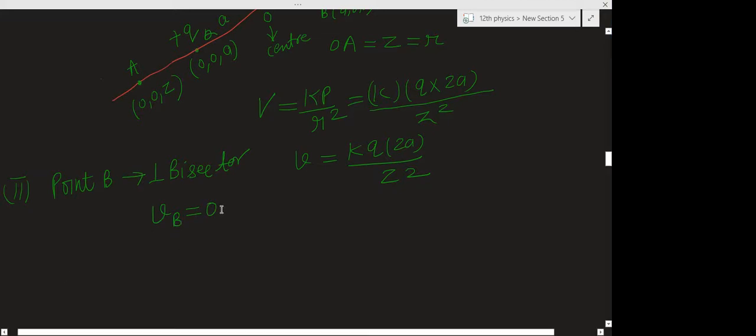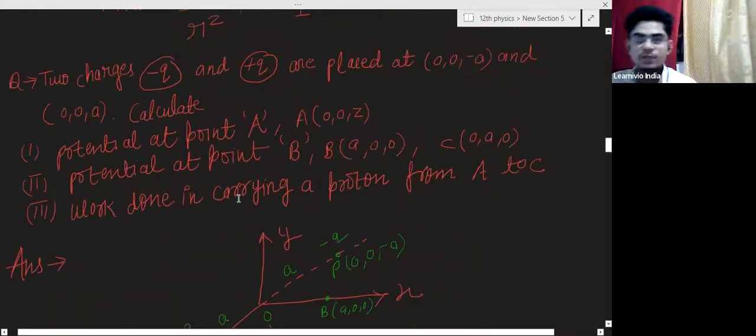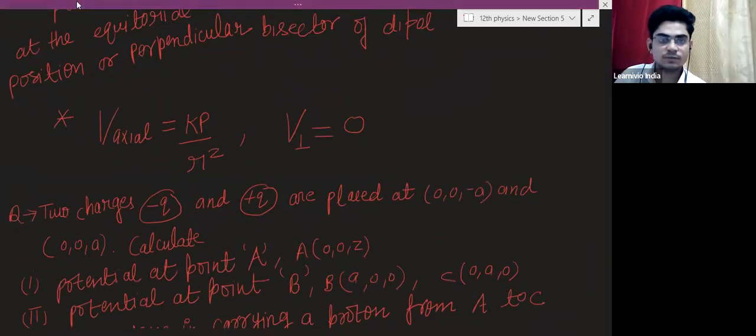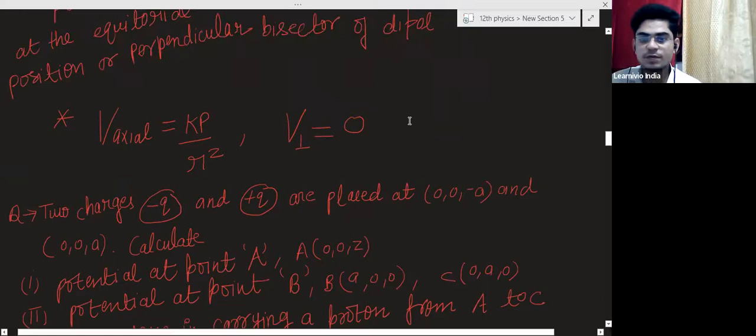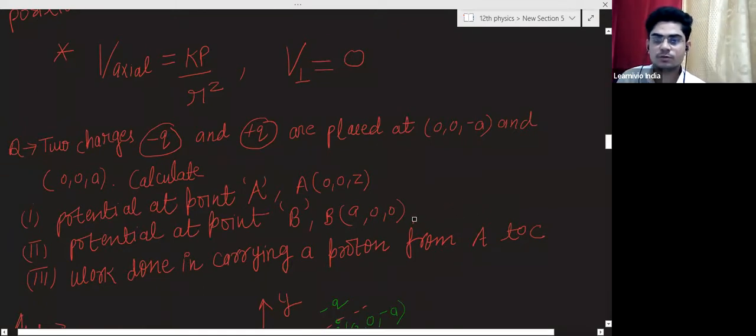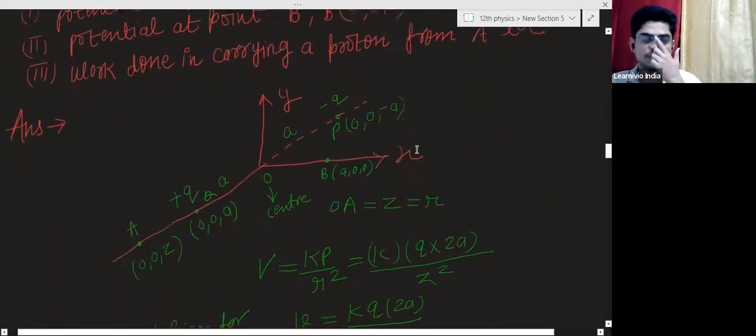Fine. Okay. So please remove one thing from the question. This point C. Remove this. We have a time issue. So please remove the point C from the question.